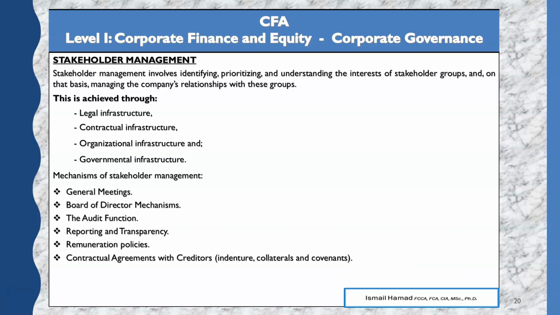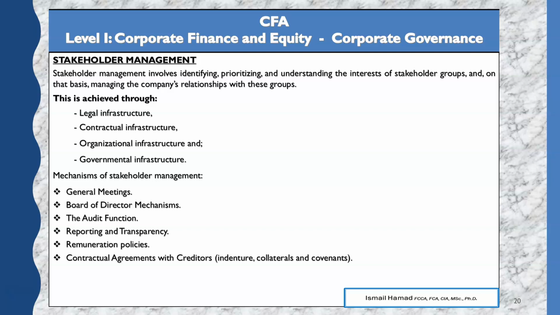Contractual agreement, I just discussed this. Collateral, that is an asset you give to the bank, and the bank will make a mortgage on that asset. You cannot sell it until you pay all the debt. Covenant: banks, when you borrow money from the bank, will put many covenants. You should not pay dividends of more than, for example, 50% of the profit achieved. Cash generation should not be less than this.